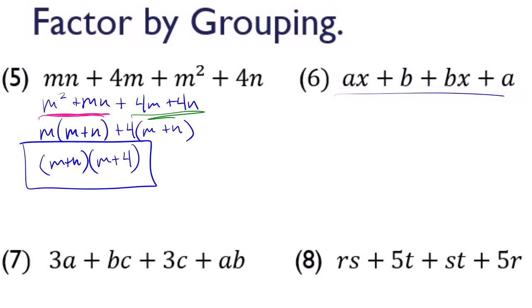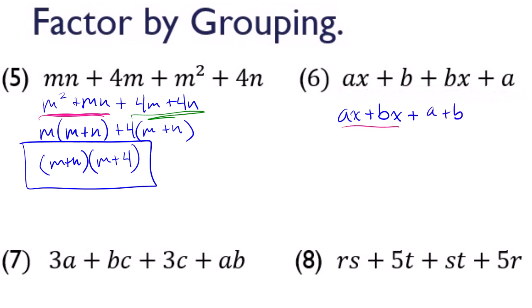All right, so it's number 6. So here I can see that the x's go together, right? So I'm going to put those together. So I'm going to put ax plus bx plus, and then I could just put b plus a, but I'm going to put the a first since the a comes first here and the b comes second. I'll just arrange this in the same order, a plus b.